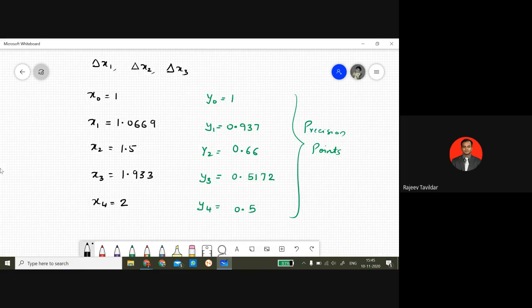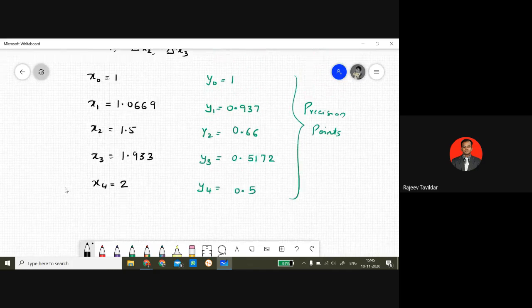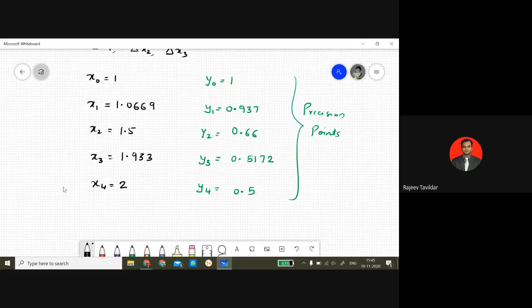Okay, in the next step, we need to solve for the precision angles. I hope you have done till this step. Yes, sir.